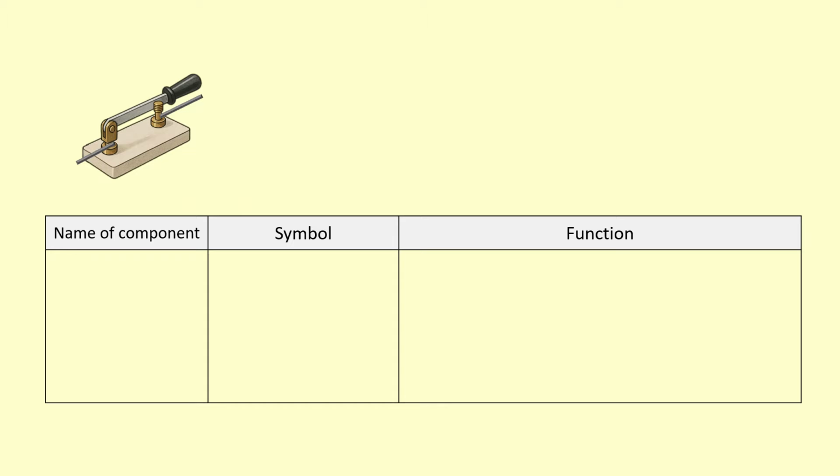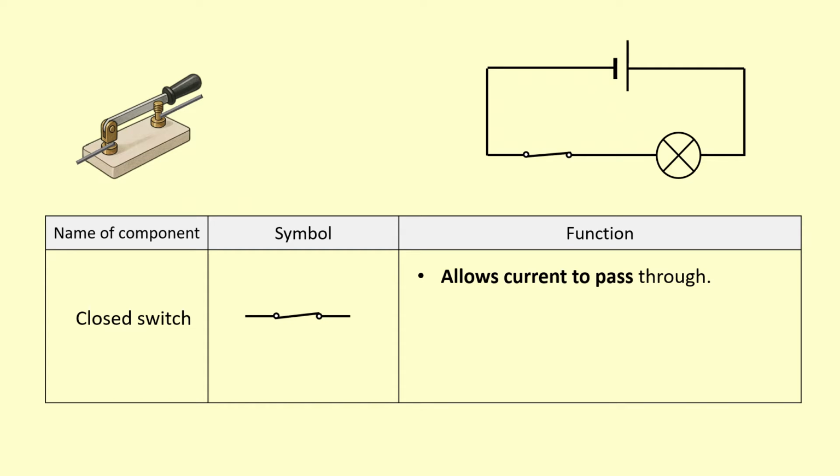Again, we've got a switch, but this time it's closed. And we represent it using this symbol. And basically this just allows the current to pass through. Now if I draw that in a circuit, the switch here when it's closed has got very low resistance. So it's not going to use any voltage and it's not going to slow the current down.